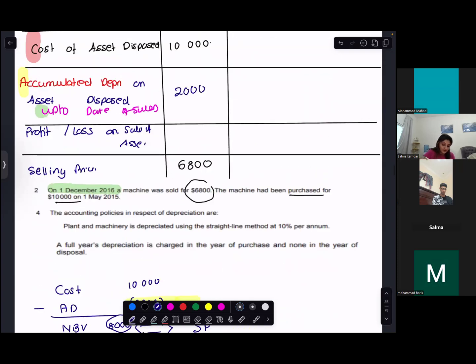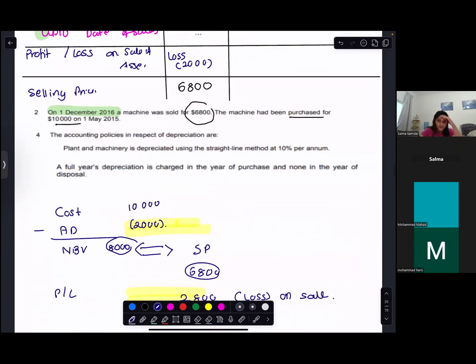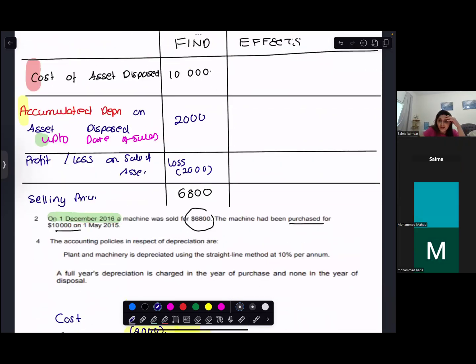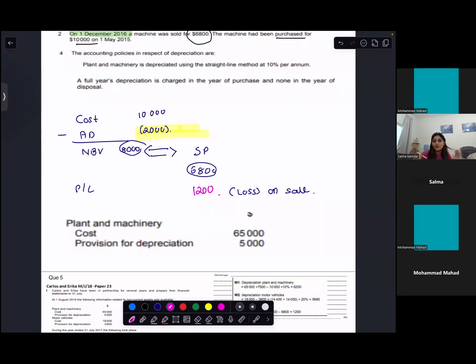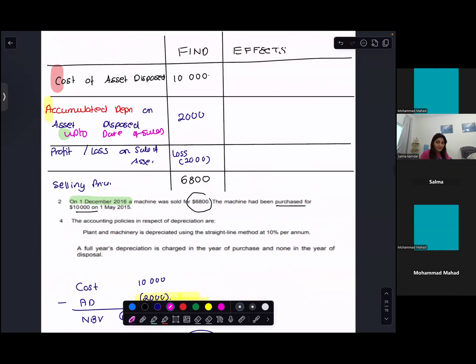Now the effect of it. If your asset is disposed of, first I'm giving you time, write this. So now you know your profit or loss on sale of asset, it is 1,200, correct? So you found the cost of the asset disposed, the accumulated depreciation of the asset disposed, the profit or loss on the asset disposed, plus the selling price of the asset disposed.